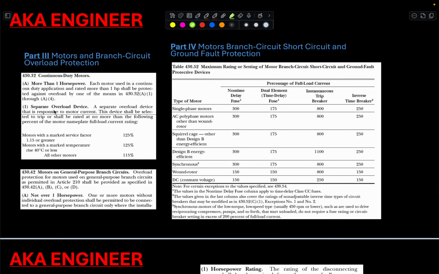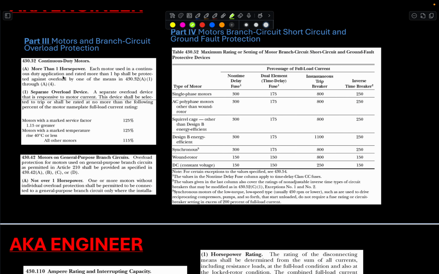I have the section here, as you can see. Motors with a marked service factor of 1.25 or greater are great to keep in mind depending on the situation you're running into. You might run into a motor with a marked temperature rise of 40 degrees Celsius or less, and then you would use this concept and multiply by 125%. All other motors would be 115%.